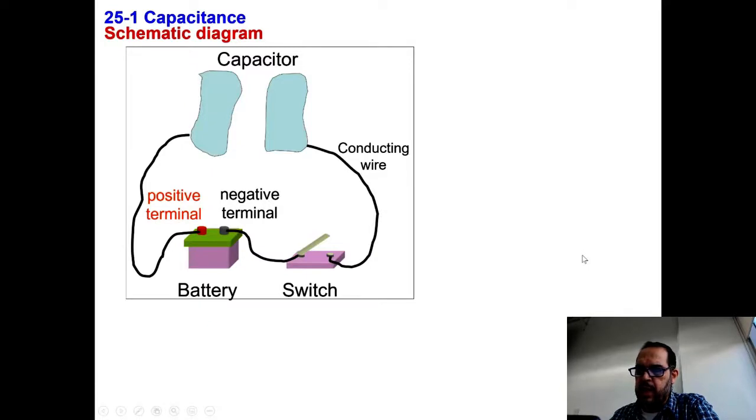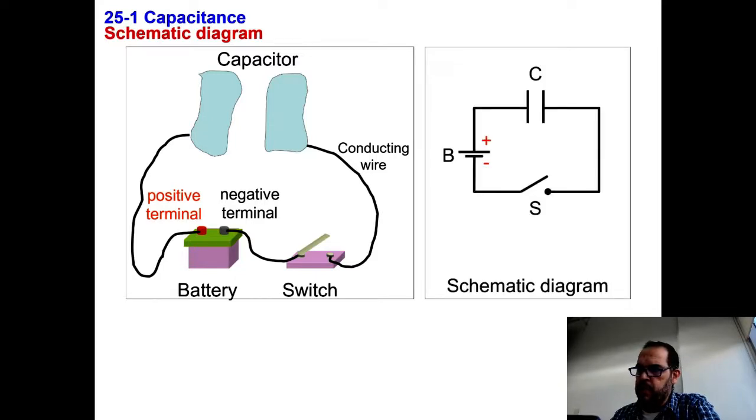So usually we connect the capacitor to a battery through a switch, and usually in circuits we don't draw this diagram. We use symbols for the different components, and so for a capacitor we use this symbol and we put C. For a battery we use this symbol, and so a negative and a positive plate of the battery. The positive plate is indicated by a longer line, and this is a switch. A switch is in open position, or it can be closed, and then we have a switch in the closed position and it will conduct current.